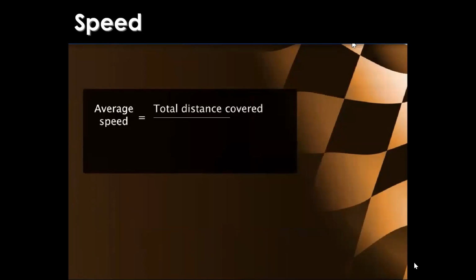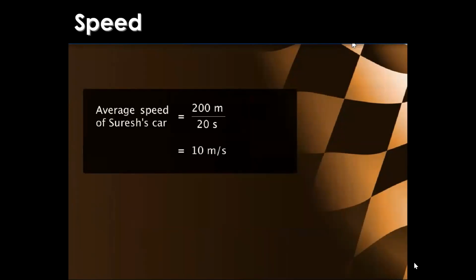So in this case, we'll calculate average speed, meaning total distance divided by total time taken. So for Suresh, the average speed was 200 by 20, it's 10 meter per second. Whereas for Ravi, the average speed was 8.33 meter per second because he was traveling with the same speed. So that is the reason why Ravi was not able to come first in the race.